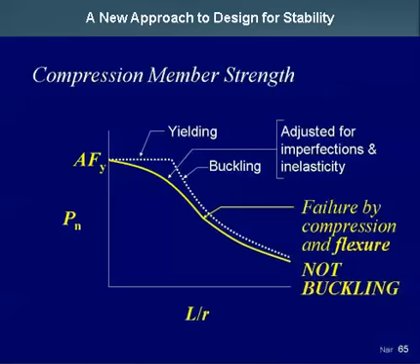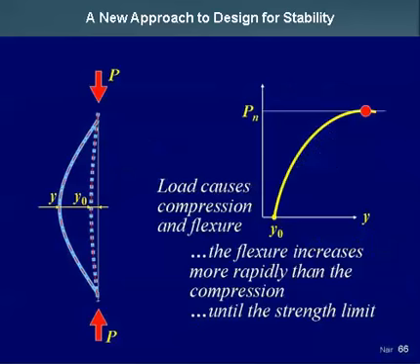And that curve, it's important to note, represents failure not by pure compression, but by compression and flexure. Even though the applied load is compressive, the failure is not by yield, not by buckling, but by a combination of compression and flexure. In other words, this is the kind of failure that is represented by each point on that strength curve.